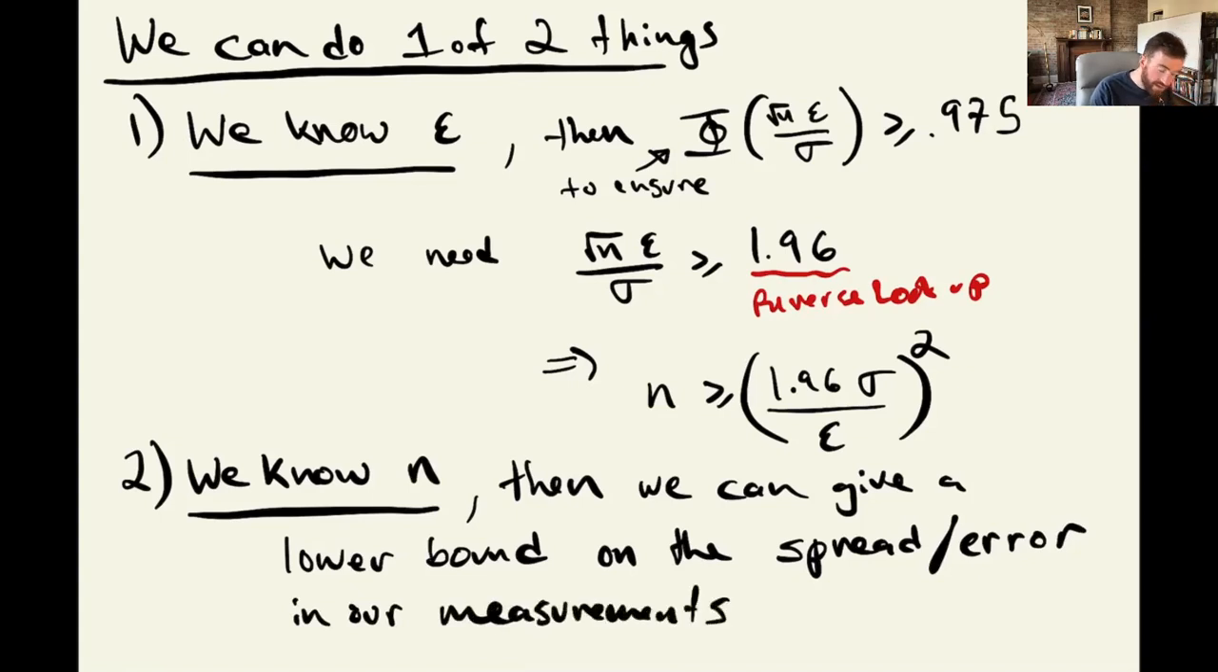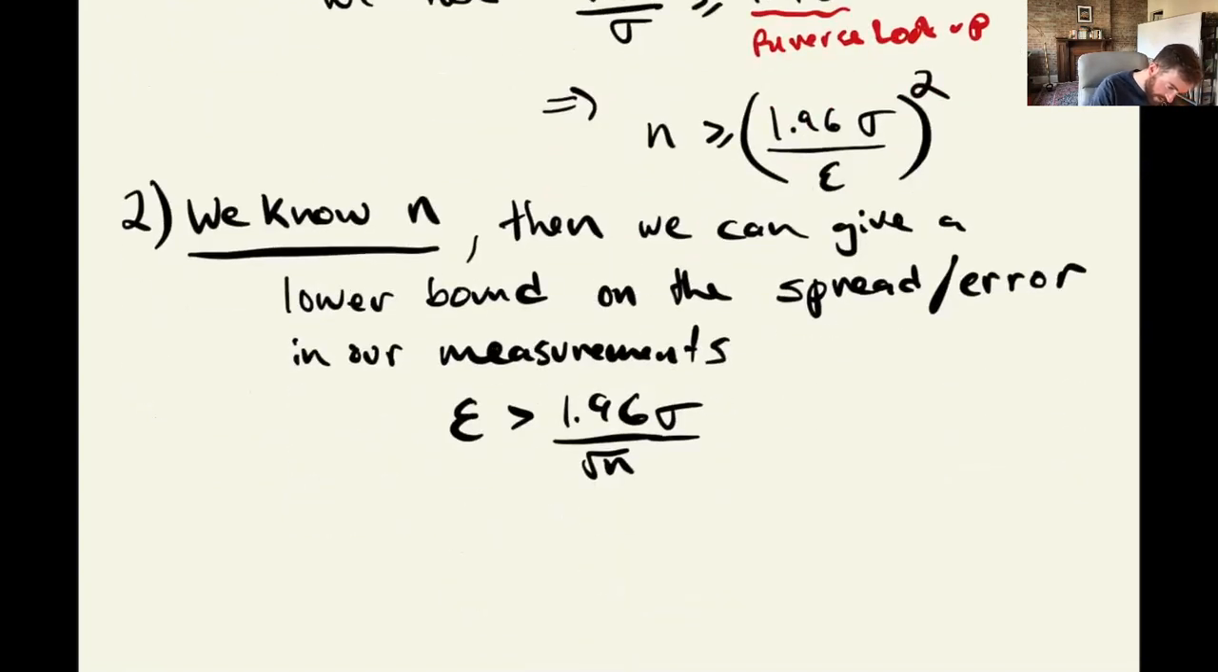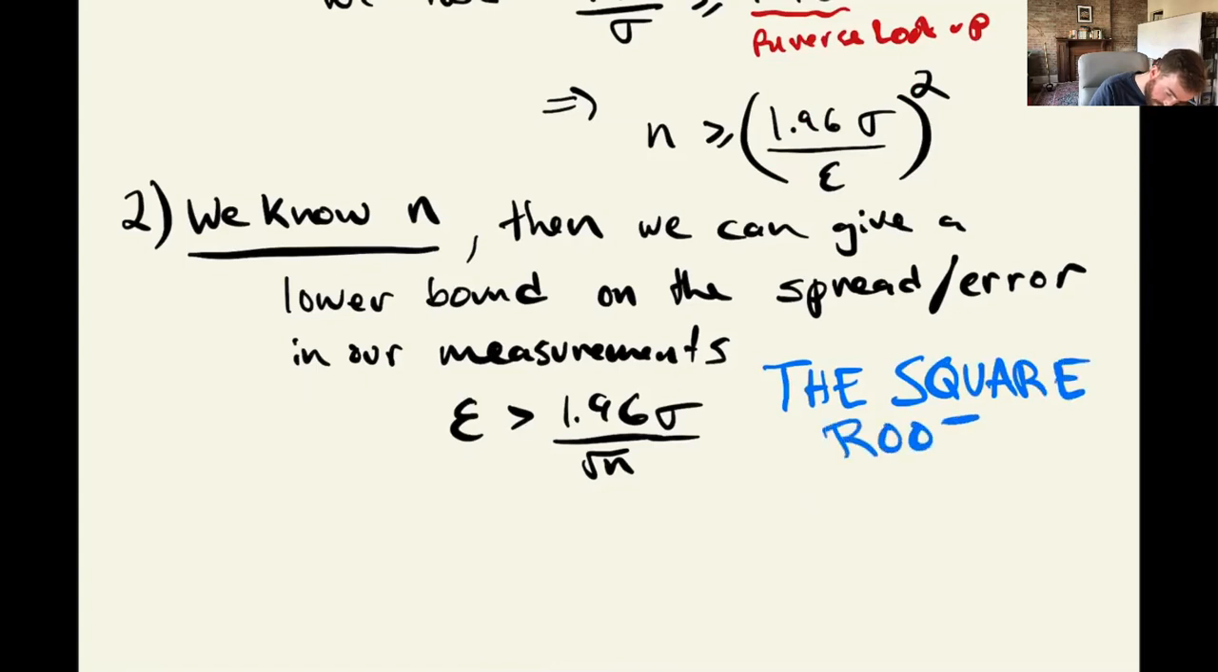And that's one of the reasons why we use the letter epsilon. Epsilon looks like E for error. We know that then our error has to be at least greater than, well, just by solving this inequality again, we have 1.96 divided by the square root of n times sigma. And this is sometimes called the square root law, which essentially says that our error is going to be proportional to 1 over the square root of the number of times we try something or measure something.